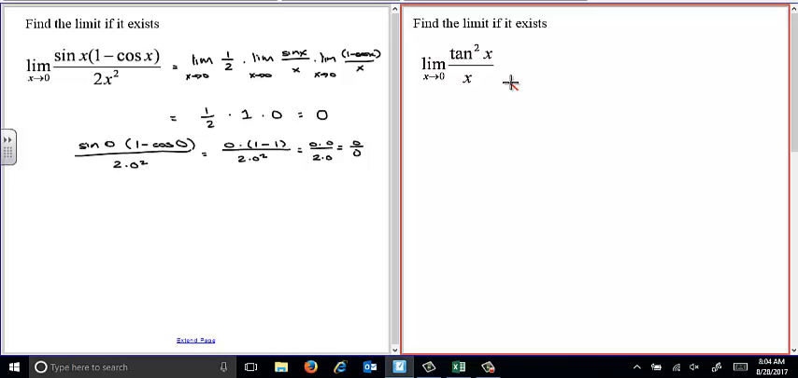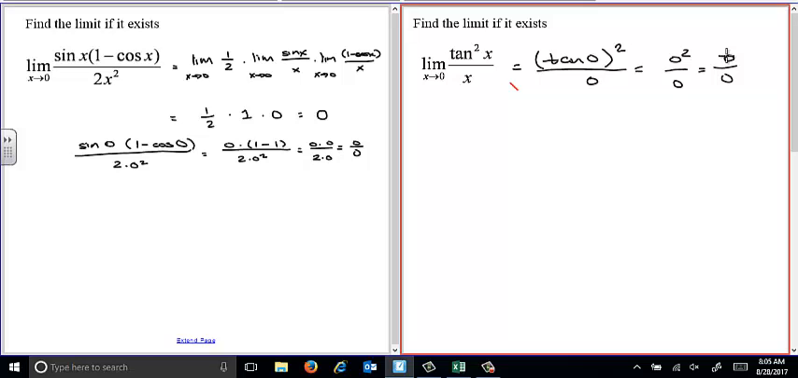First thing you do, though, is see whether it's indeterminate or not, just like we've been doing. So if I plug in 0, the tangent of 0 is 0, and I square it and divide by 0, so you get 0 squared over 0, which is 0 over 0. So it is indeterminate.